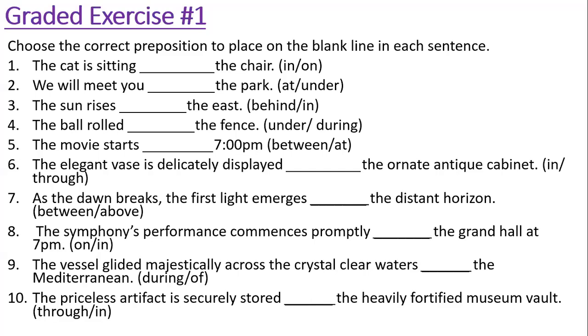Number 1. Choose the correct preposition to place on the blank line in each sentence. Number 1. The cat is sitting blank the chair. 2. We will meet you blank the park. 3. The sun rises blank the east.